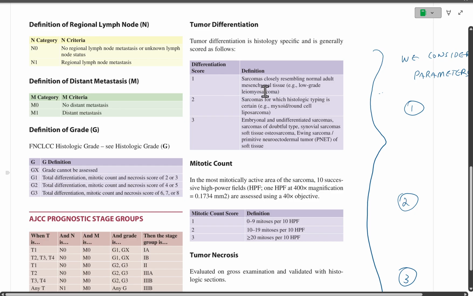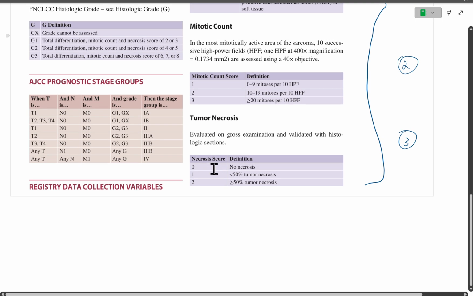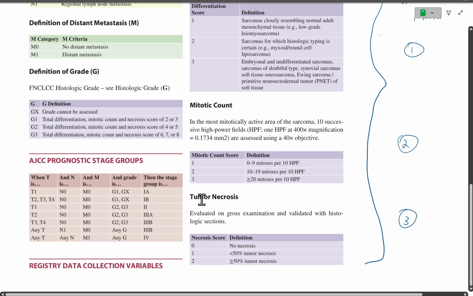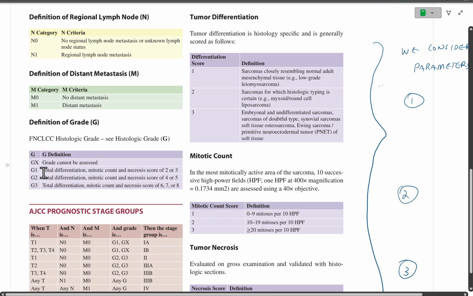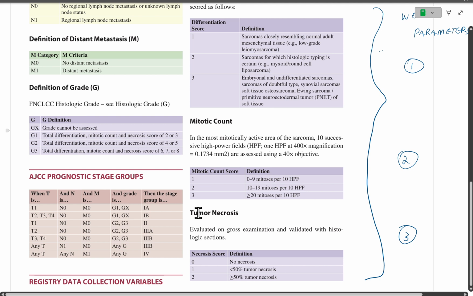1 is it resembles a normal mesenchymal tissue. 2, see the type, and then embryonal undifferentiated is 3. Look at the mitosis score 1, 2, 3: 1 is less than 10, 2 is 10 to 20, 3 is greater than 20. Look at the necrosis at 0, 1, 2. Less than 50% necrosis is 1, 2 is greater than 50, and 0 is none. So then you finally put a grade. In the grade, you will consider the differentiation score of 1, 2, 3, mitotic score of 1, 2, 3, and necrosis score of 0, 1, 2.